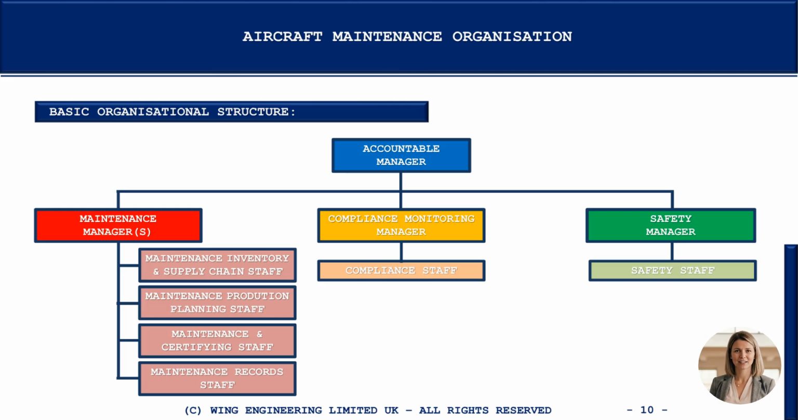The maintenance and certifying staff are responsible for completing and signing off the maintenance tasks done and for releasing the aircraft back to service following the completion of all required tasks. The maintenance records staff are responsible for capturing and managing the maintenance records to substantiate the completed maintenance. And finally, the accountable manager is ultimately responsible for the management system of the organisation.